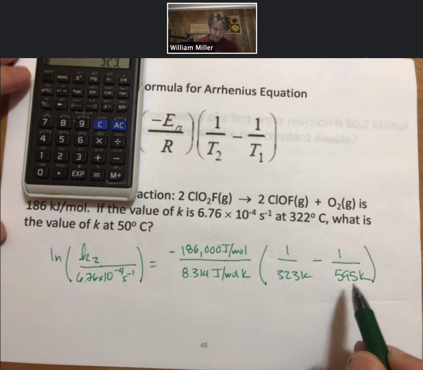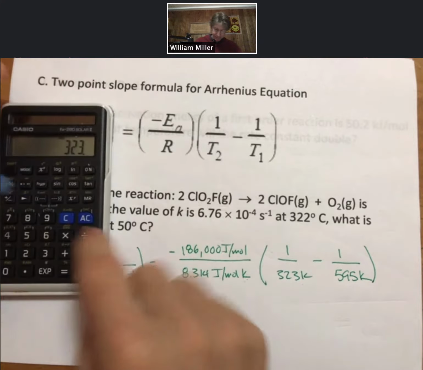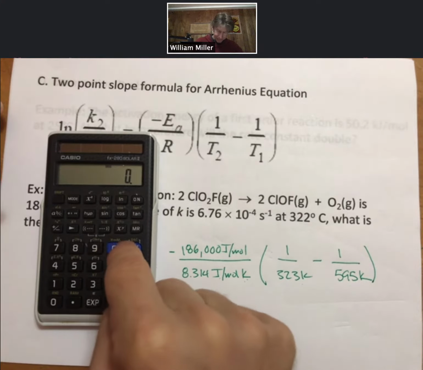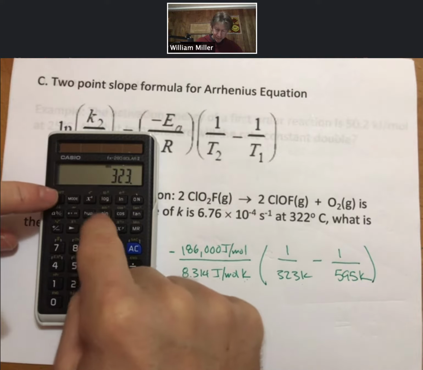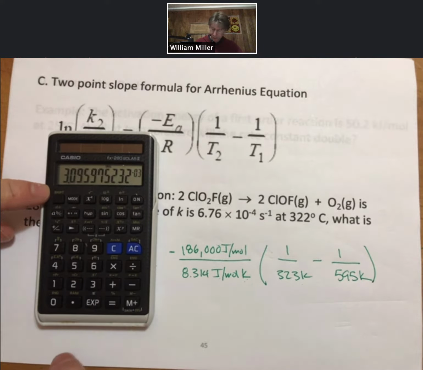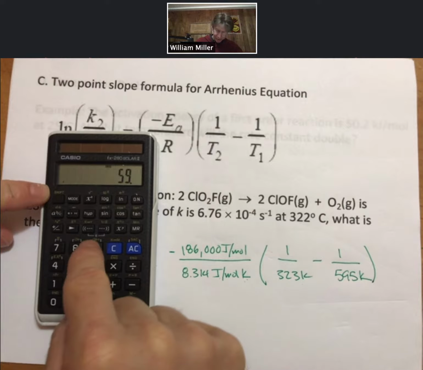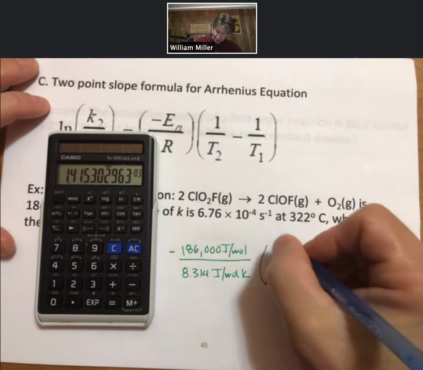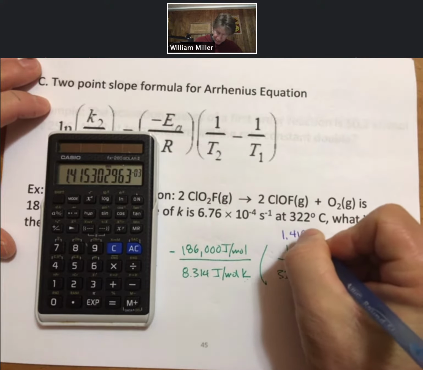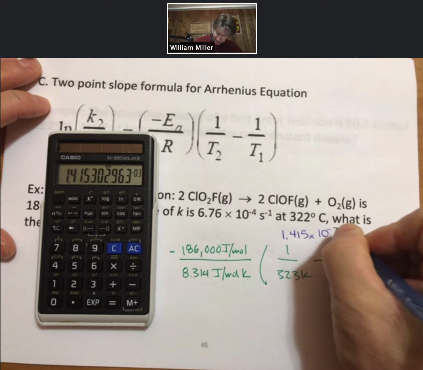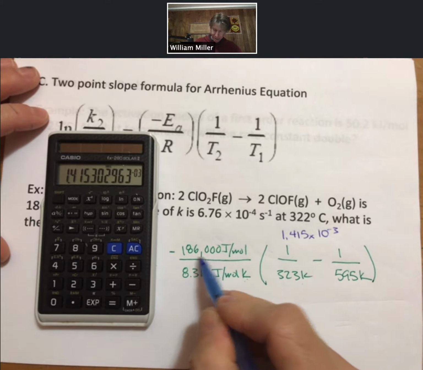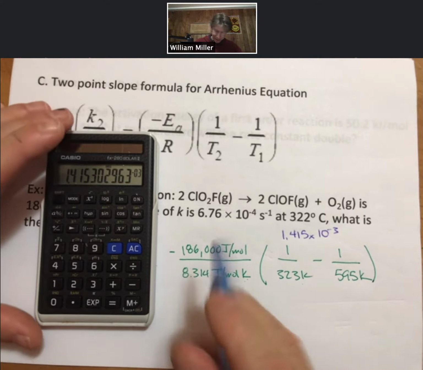I'm going to do this term first. So 323, 1 over, minus 595, 1 over. I get for this term 1.415 times 10 to the minus 3. Then I'm going to multiply that times 186,000 with a negative.